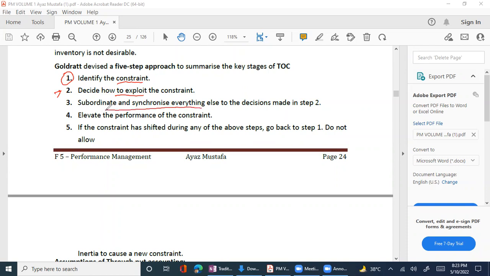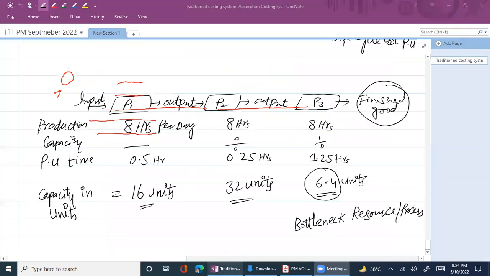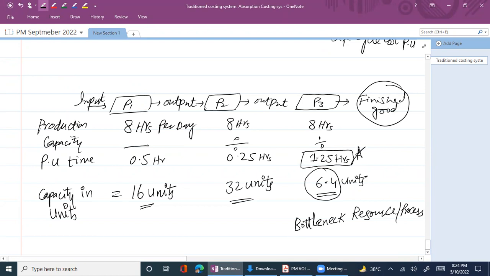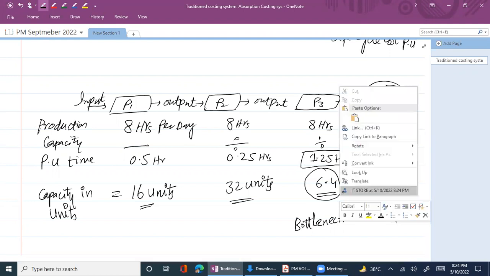Third, subordinate and synchronize everything else to the decisions made in step 2. Then elevate the performance of the constraint. And then if the constraint has shifted, in this example, we came to know that process 3 is a bottleneck resource. Now our aim should be to shift this bottleneck. Is there any technology by which we can reduce the per unit time? If we can reduce it, then we can increase the production. That is one way to increase the production.